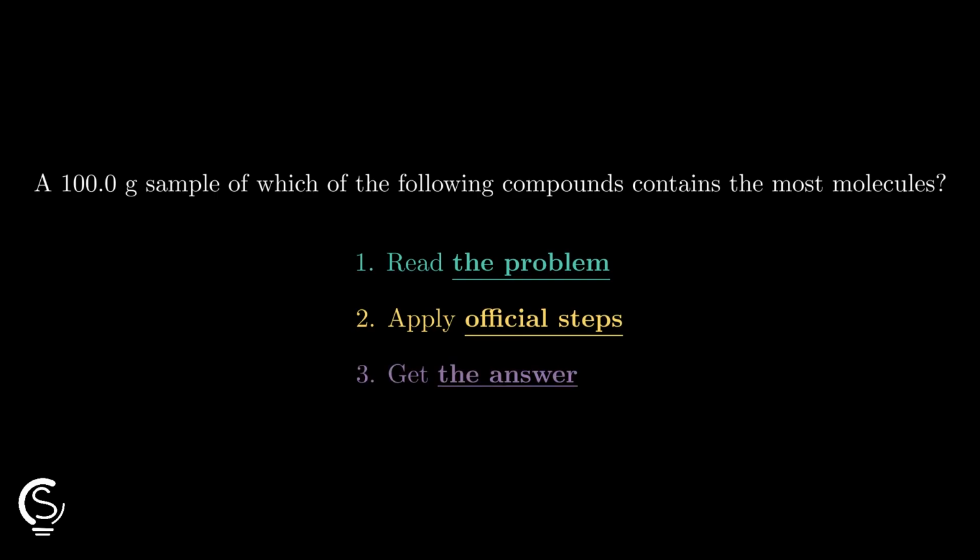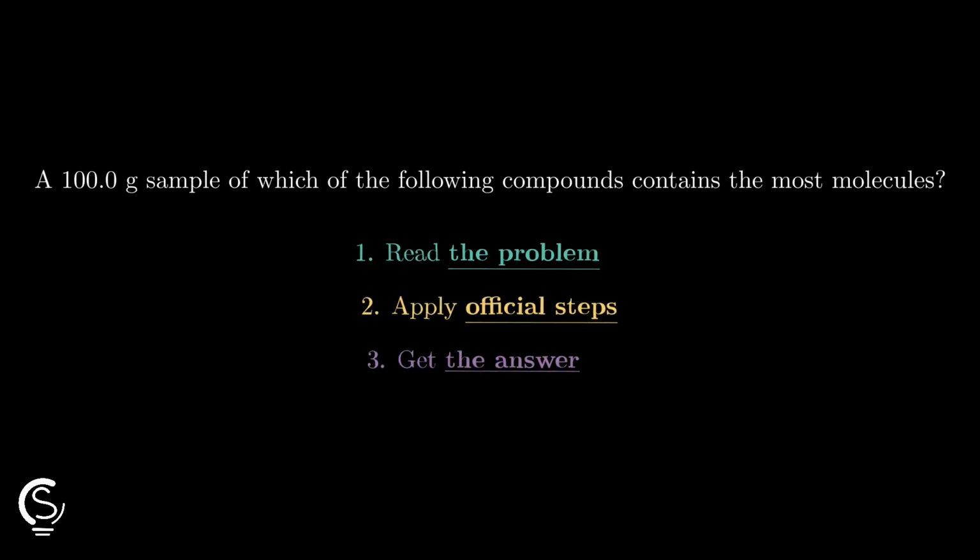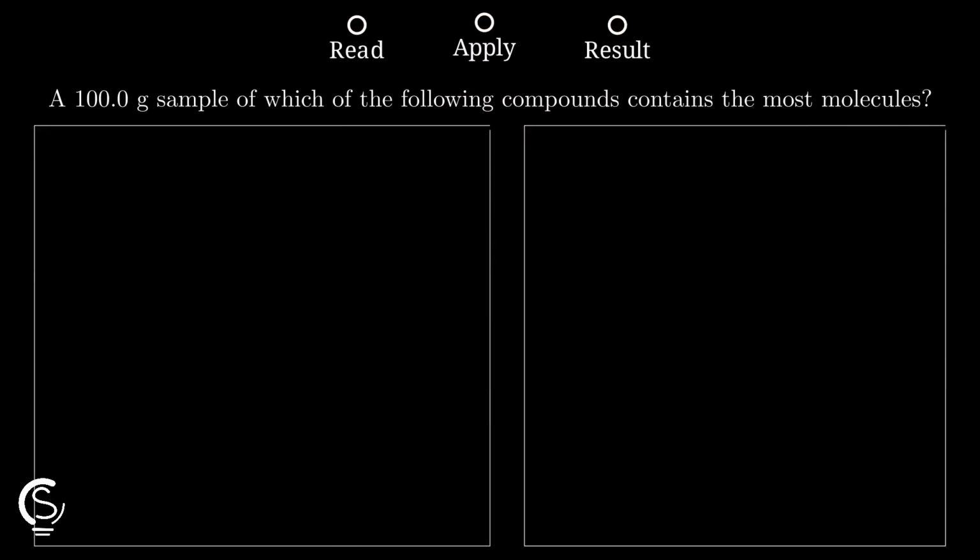Molecules are everywhere, but which of these 4 samples has the most? We have 100 grams of each compound to compare. Let's go. To find the total number of molecules, we use the mole concept. We divide the given mass by the molar mass of each substance to find the total moles present.